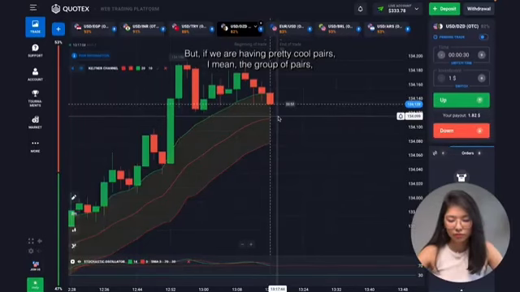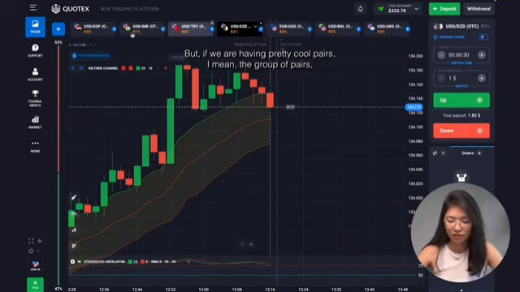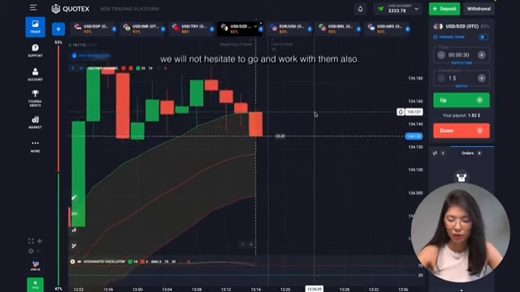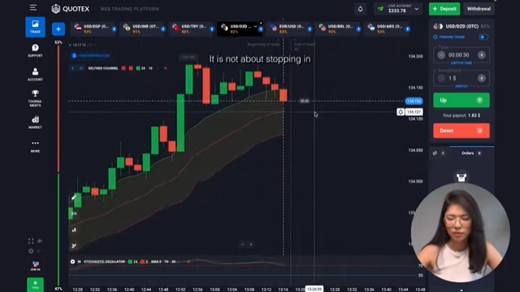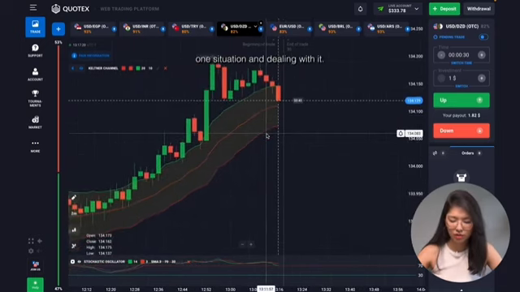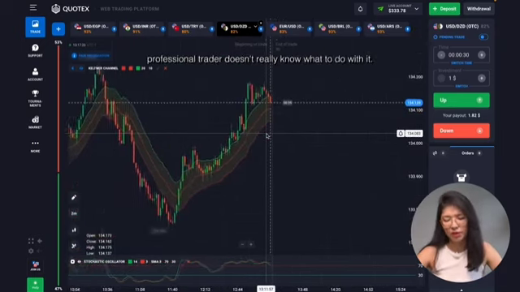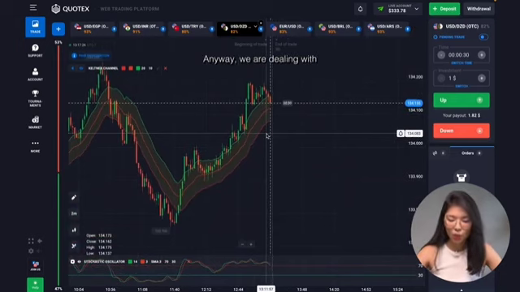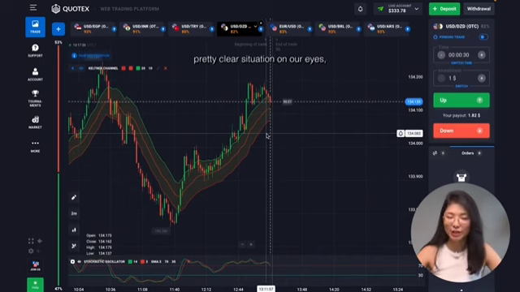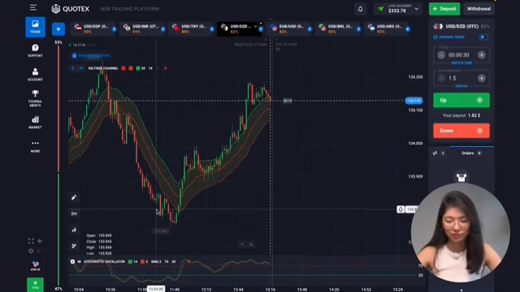But if we're having predictable pairs, like here, I mean the group of pairs, we will not hesitate to go and work with them also. It's not about stopping in one situation and dealing with it. Sometimes the situation becomes sleepy, and even a professional trader doesn't really know what to do with it. So anyway, we're dealing with a pretty clear situation in front of our eyes, a rising of the price after some cool bearish movement.